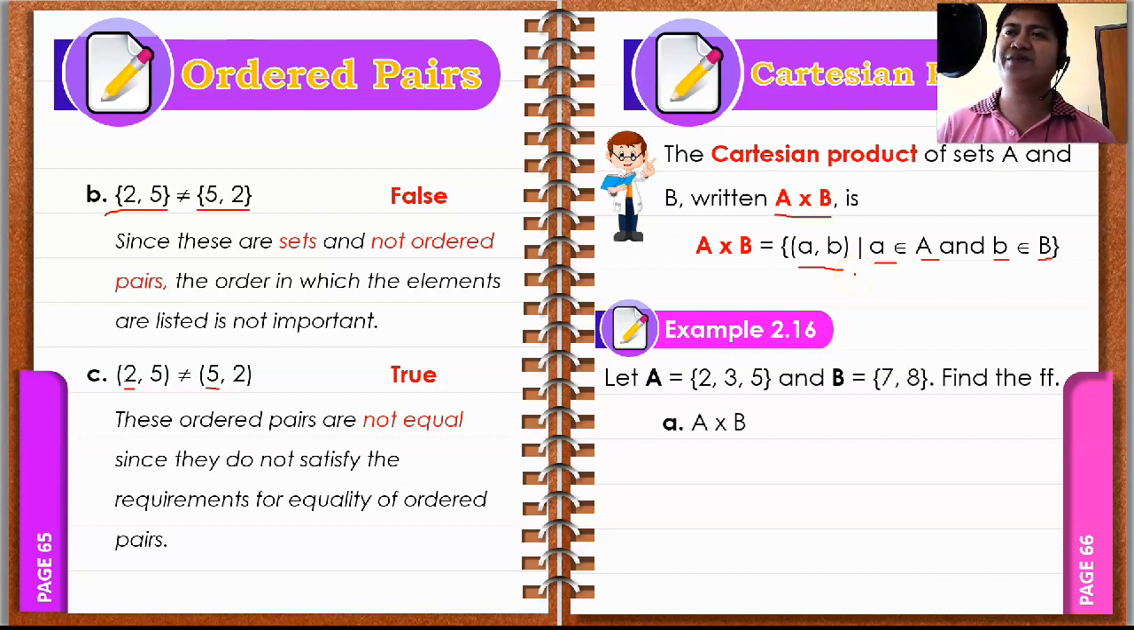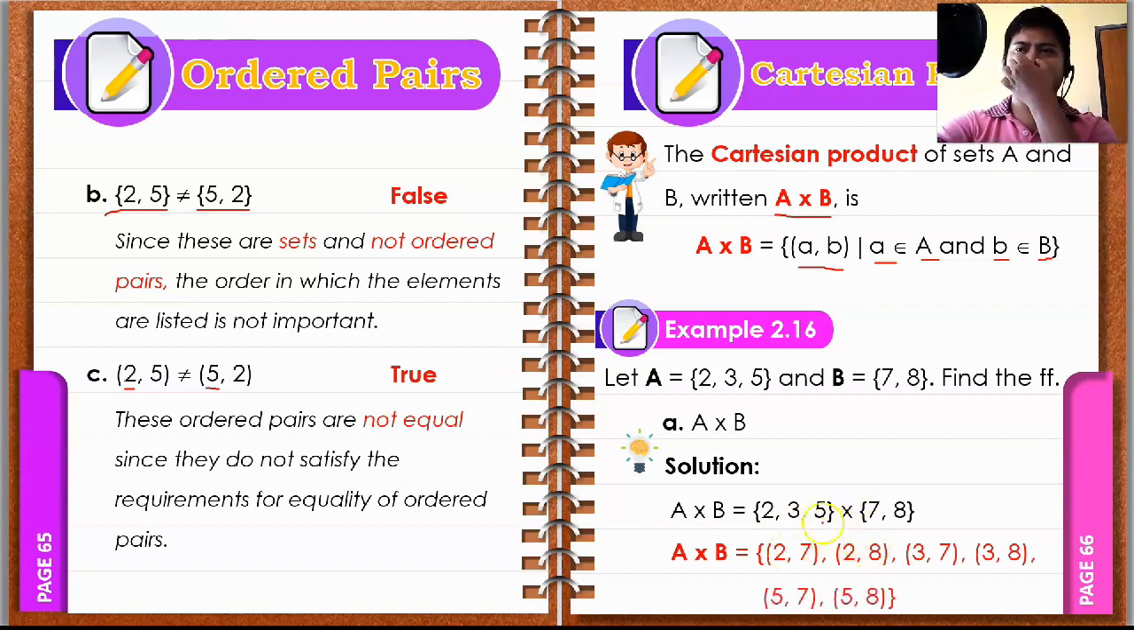So let's have set A, we have {2, 3, 5}, and set B, we have {7, 8}. To find the Cartesian product of this, we need to have the ordered pairs of {2, 3, 5} cross {7, 8}. Then we have (2, 7), (2, 8), (3, 7), (3, 8), (5, 7), and (5, 8). So all in all, there are 6 ordered pairs for A cross B. Actually, we can determine that by noting we have 3 elements of set A and 2 elements of set B. So we have 3 times 2, which is equivalent to 6. So there are 6 possible ordered pairs.